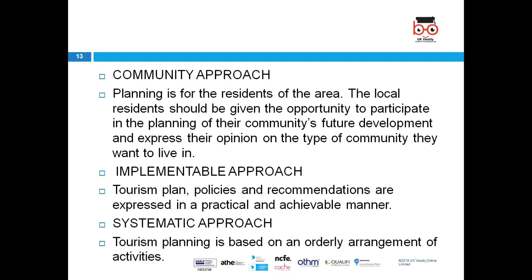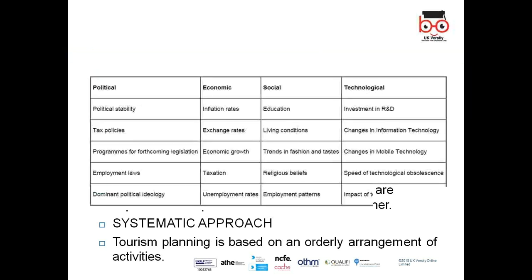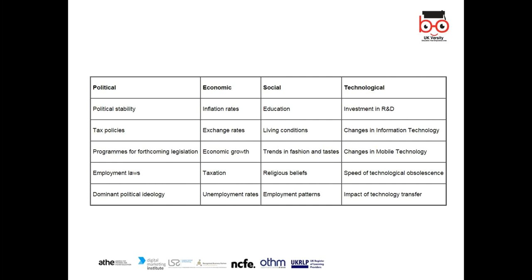Systematic approach: tourism planning is based on orderly arrangement, first 6 months, then next year, yes, that is systematic. Not that you say, you know, your profit will maximum increase 100% next year. That's not a systematic approach. Then next we look at environments.